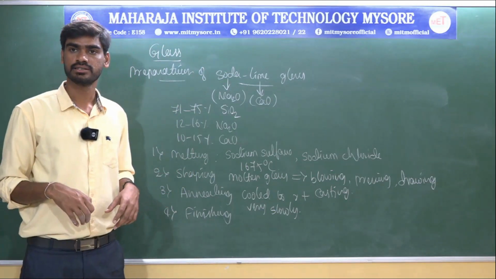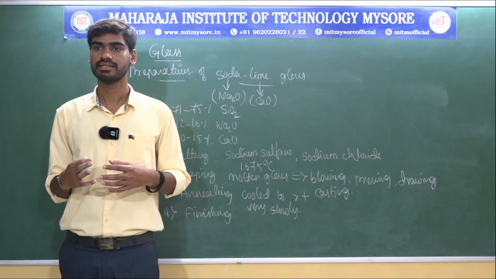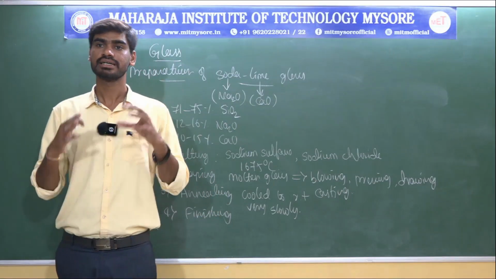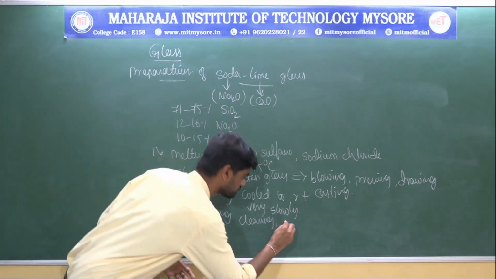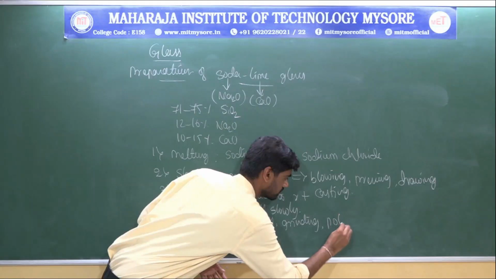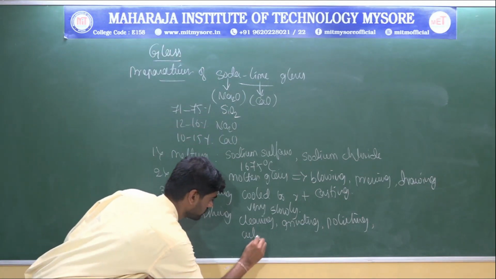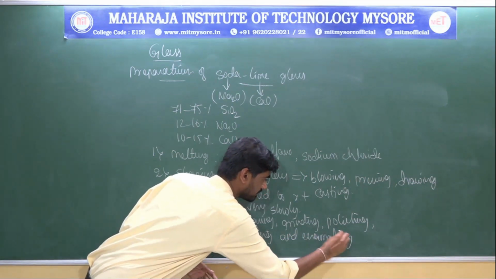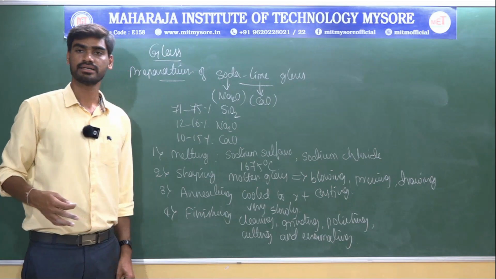When it comes to the last phase, finishing, all annealed glass must be subjected to crucial finishing processes. Finishing processes include cleaning, grinding, polishing, cutting and enameling. So these are the steps involved in the manufacturing of soda lime glass.